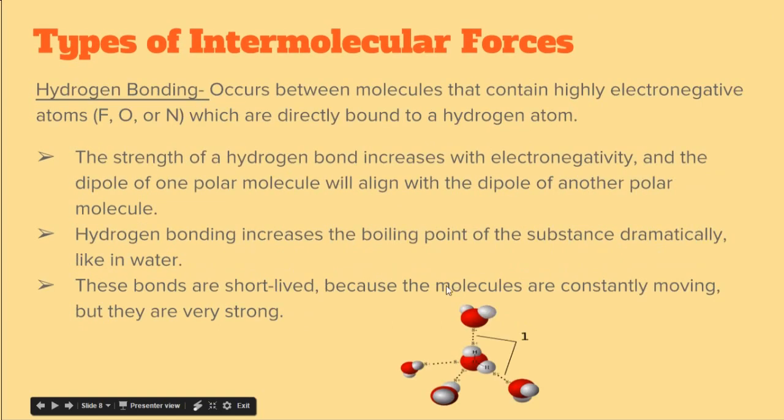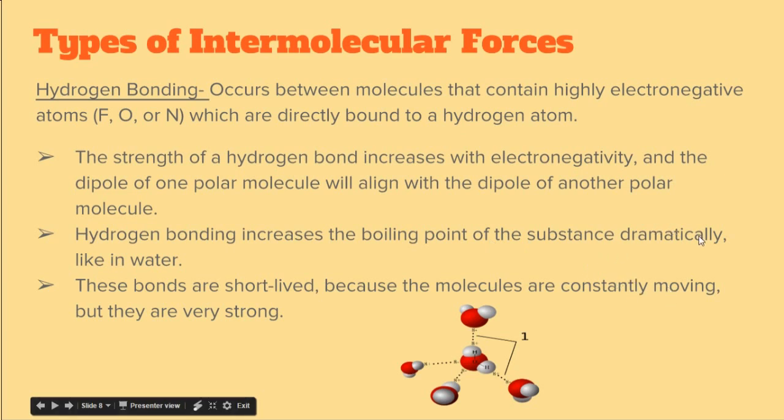It's important to know. Another type of intermolecular force, hydrogen bonding. This occurs between molecules that contain highly electronegative atoms, so fluorine, oxygen, or nitrogen, that are directly bound to a hydrogen atom. The strength of a hydrogen bond increases with electronegativity difference, and the dipole of one polar molecule will align with the dipole of another polar molecule. So here's the partially negative end, here's the partially positive end, the force exists between those two, and so on to create this interaction.